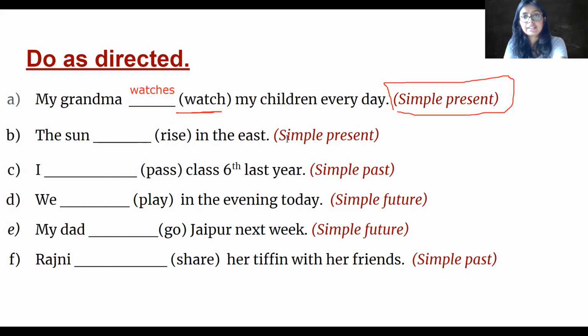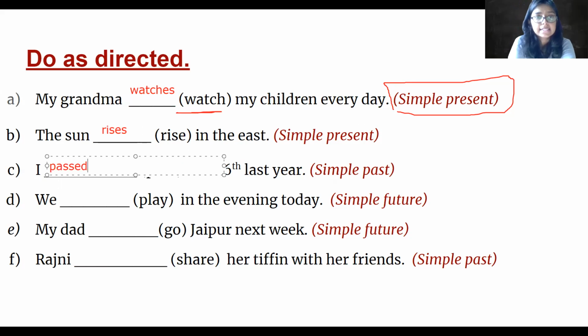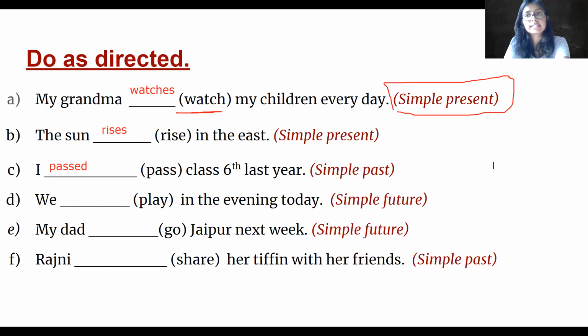The sun dash in the east. The verb given here is rise, and I have to write it in simple present tense. So I'm just going to add an s to the verb, rises. I dash class 6th last year. The verb is pass and simple past mein likhna. So I'm just going to add ed, past. I passed class 6th last year. मैं last year class 6 pass किया.